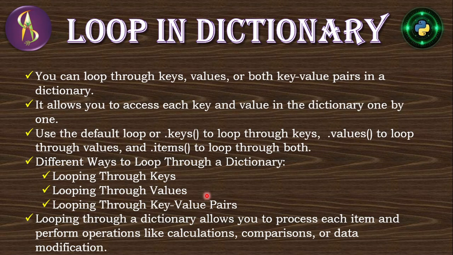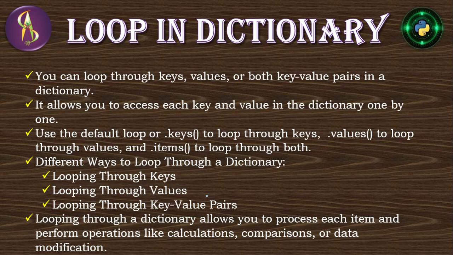Looping through a dictionary allows us to access either the keys, the values, or both. In this operation, each item stored in the dictionary is processed, not a single item, right? Always remember that it is not for a single item. You use it when you want to perform an operation on each item stored in the dictionary.